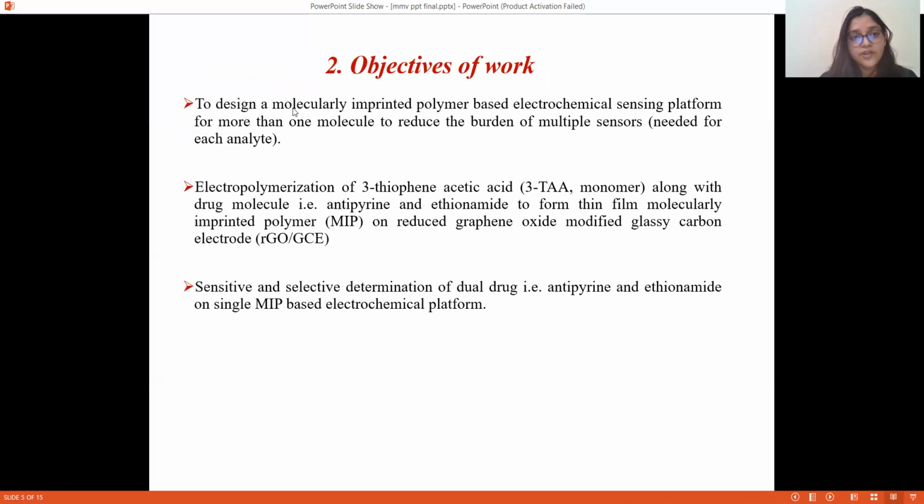The objective of my work is to design a molecularly imprinted polymer based electrochemical sensing platform for more than one molecule, to reduce the burden of multiple sensors needed for each analyte. Here, electropolymerization of 3-thiophene acetic acid as monomer along with the template drug molecules, that is antipyrine and ethanamide, to form a thin film molecularly imprinted polymer on reduced graphene oxide modified glassy carbon electrode is carried out. This gives sensitive and selective determination of dual drug, antipyrine and ethanamide, on a single MIP-based electrochemical platform.